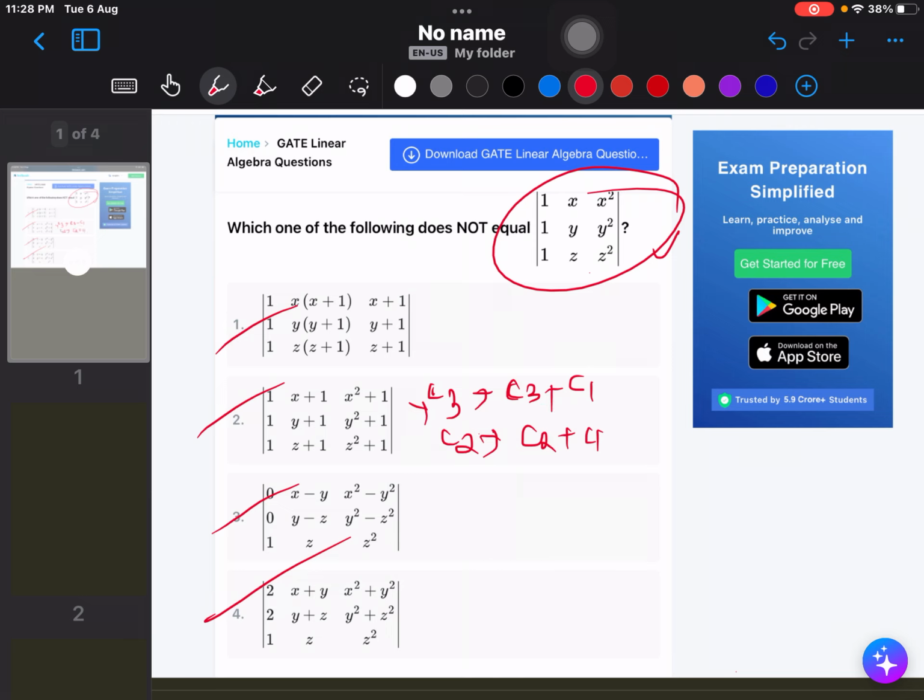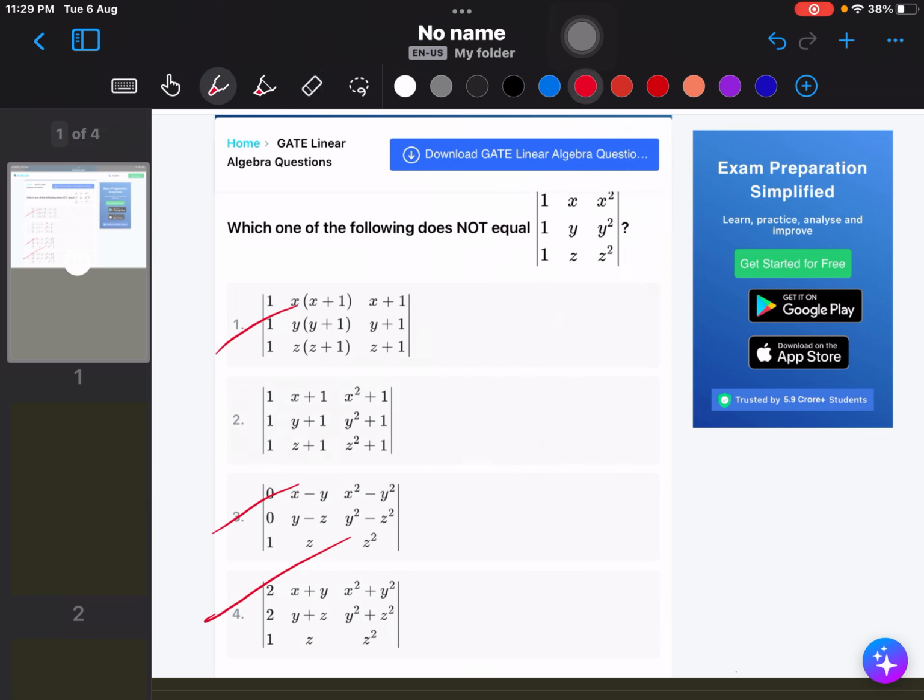Okay, so this is right. We can see here, if we use column 2 plus column 1 we will get this value only, and column 3 plus column 1 will get this value only. So option 2 is satisfying the value. Coming to option number A.